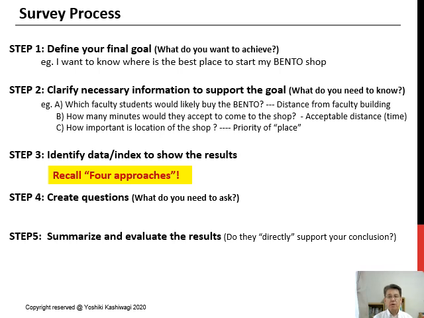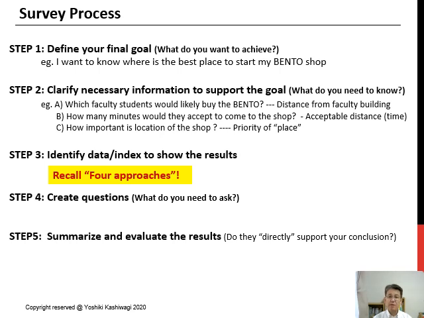I want you to recall the 4 approaches which we learned in the previous weeks: value and trend, distribution of variance, and ratio. I want you to pick up the right index, and sometimes you need to combine some of them, but I want you to try to apply some of them.